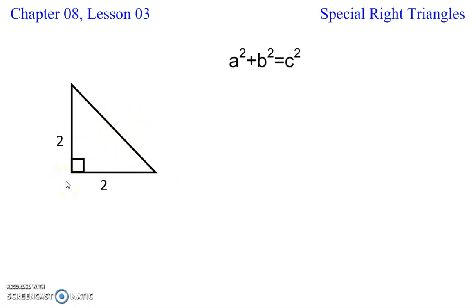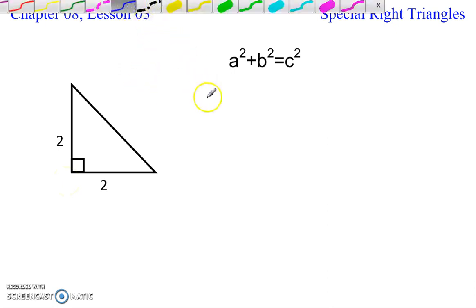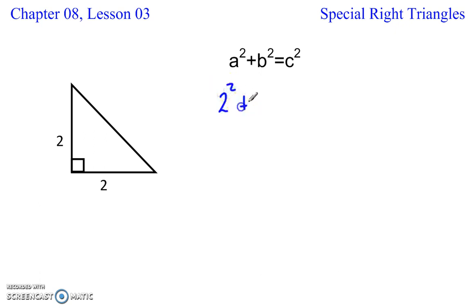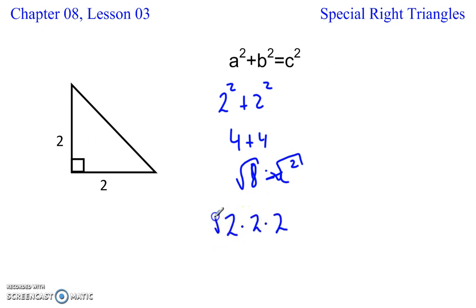What about if I make this 2? Well, similar situation, so I now have 2 squared plus 2 squared is c squared, so 4 plus 4, which is 8, equals c squared. So the square root of 8 equals c. Now 8 is 2 times 2 times 2.